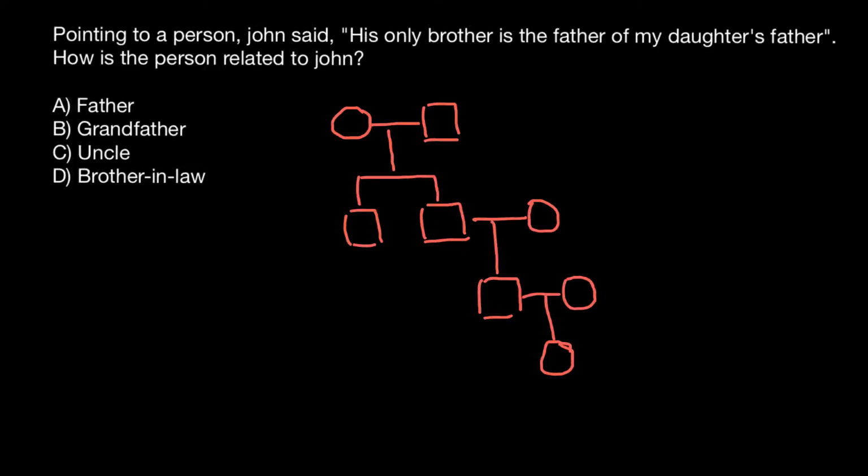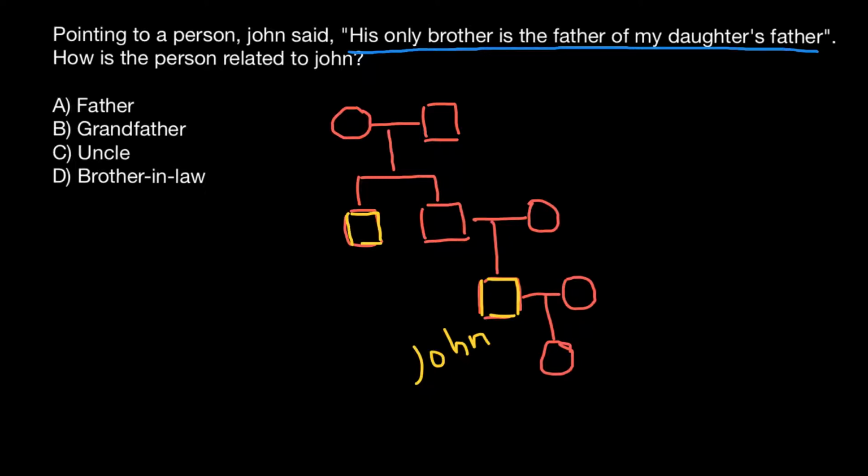And here is going to be a John. So John. And he is talking about this person. Now let's follow the logic. So his only brother is the father of my daughter's father.